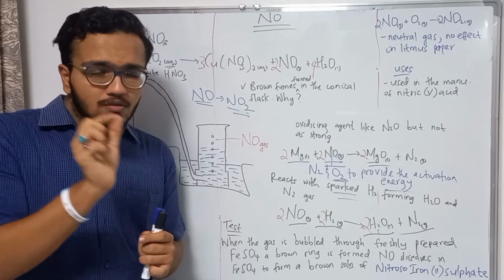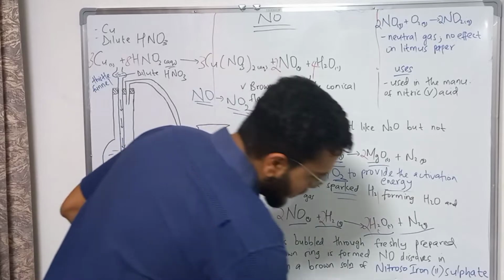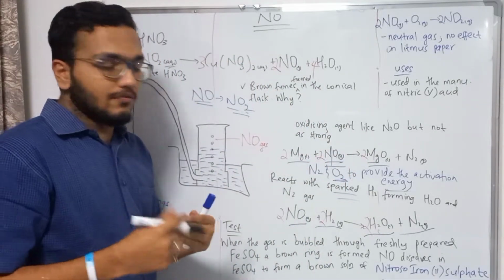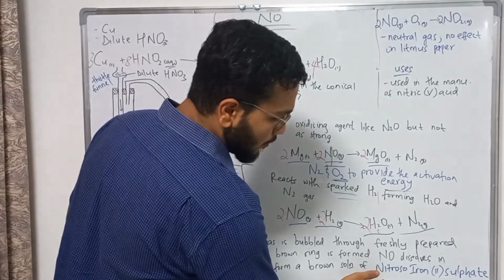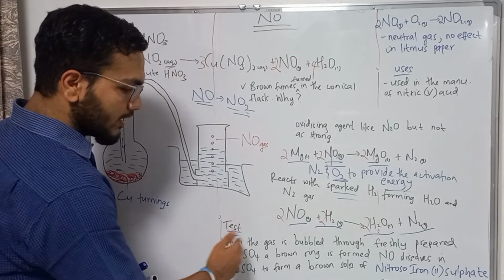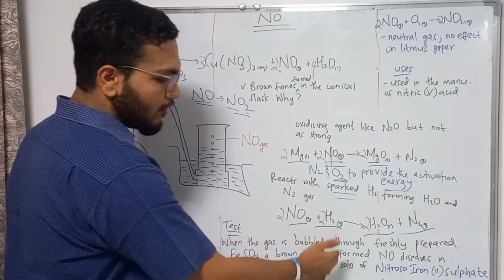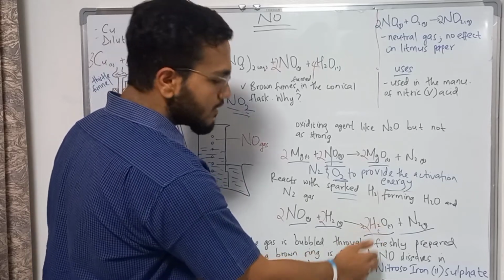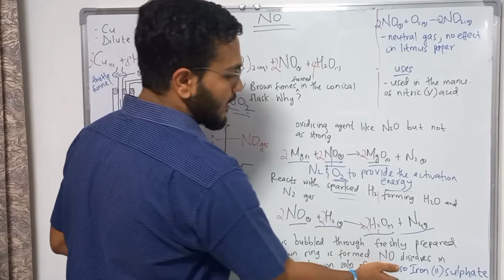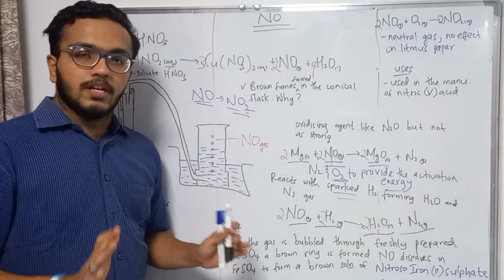Why is the brown ring formed? Now, what is the substance that is causing the brown ring to form? It is called nitroso iron 2 sulfate. You don't need to know the formula, but you just need to know in words it is called nitroso iron 2 sulfate. So when the gas is bubbled through freshly prepared iron 2 sulfate, a brown ring is formed, and nitrogen 2 oxide dissolves in iron 2 sulfate to form a brown solution of nitroso iron 2 sulfate. That's it about nitrogen 2 oxide.